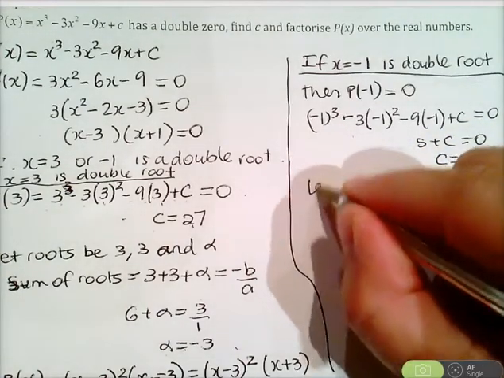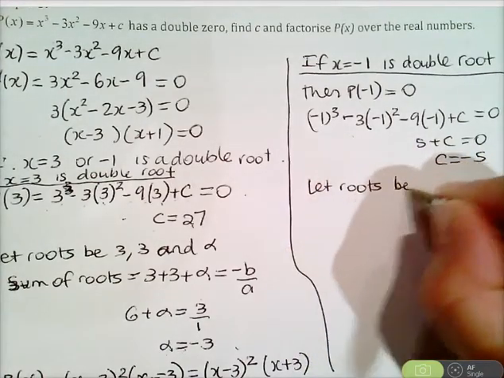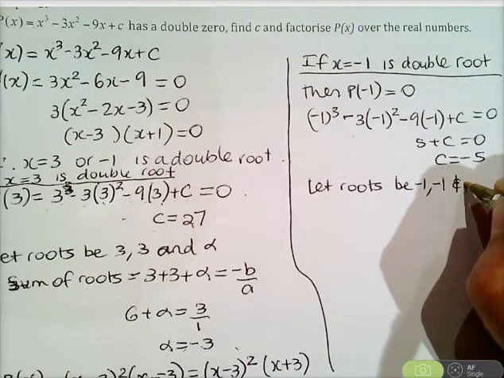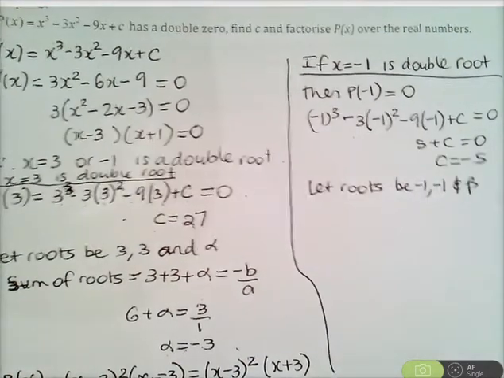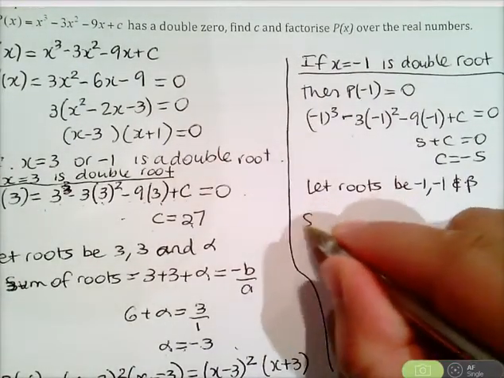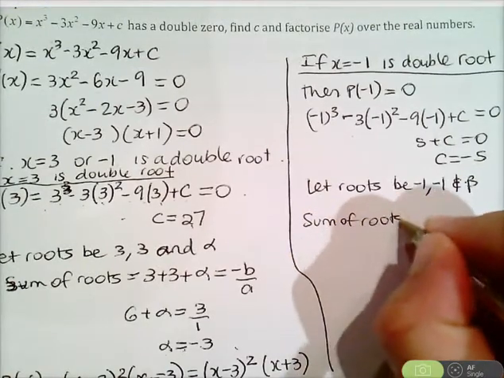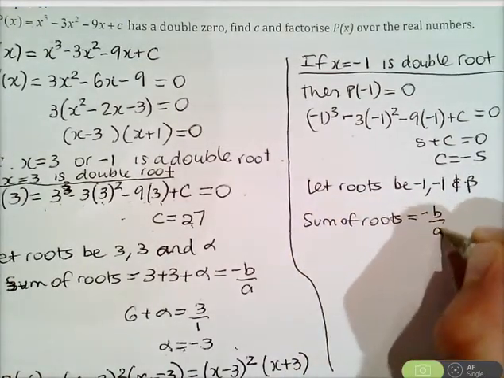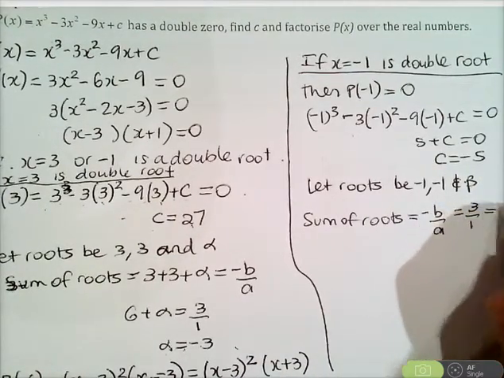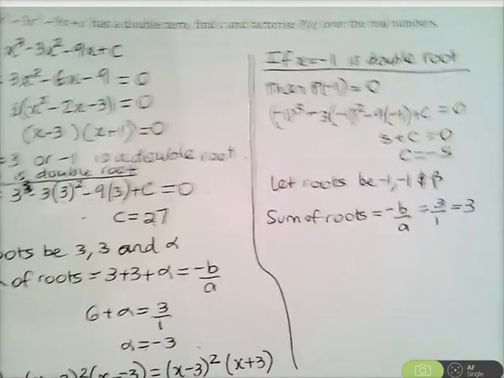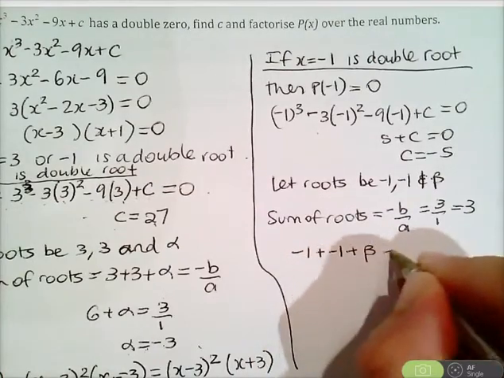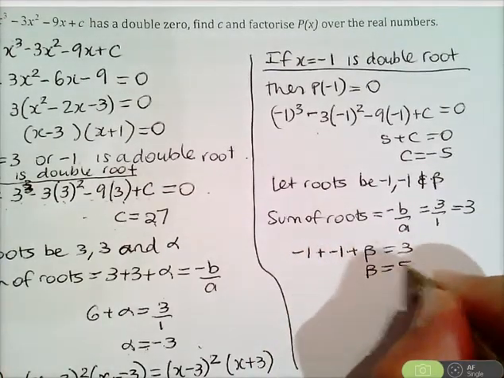So therefore, we would let the roots be negative 1, negative 1, and beta. Now, we know that the sum of roots equals minus b on a, which is 3 on 1, which is 3. And our roots are negative 1 plus negative 1 plus beta, which is 3. So therefore you'd get that beta is 5.